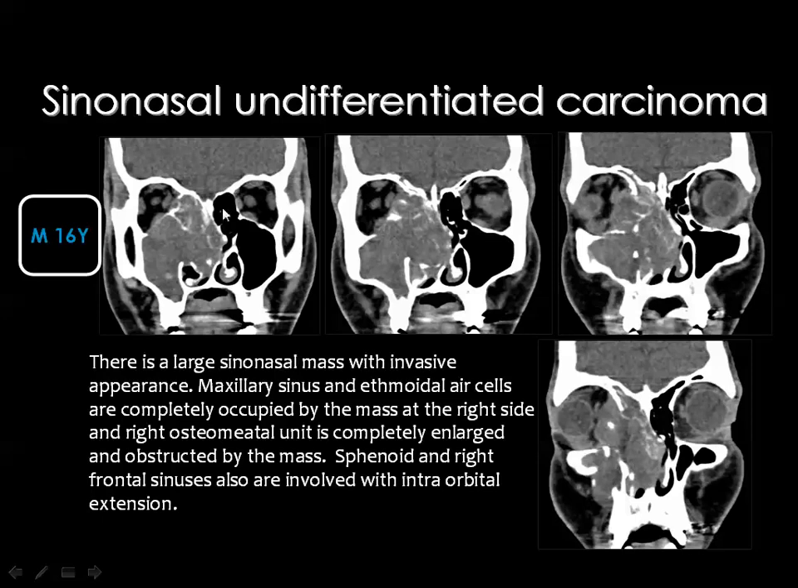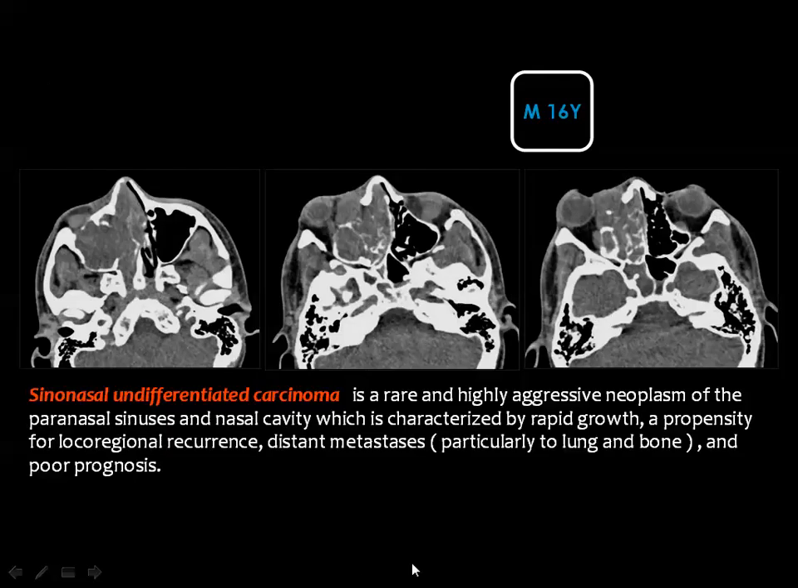And you see here sinonasal undifferentiated carcinoma involving the maxillary sinus as well as the ethmoidal air cells with significant bone destruction of the orbital wall, intraorbital extension, destruction of the nasal septum, and crossing to the opposite side of the nose, erosion of the zygoma, and extension in the subcutaneous area. And here you see the rest of the study in the axial images.